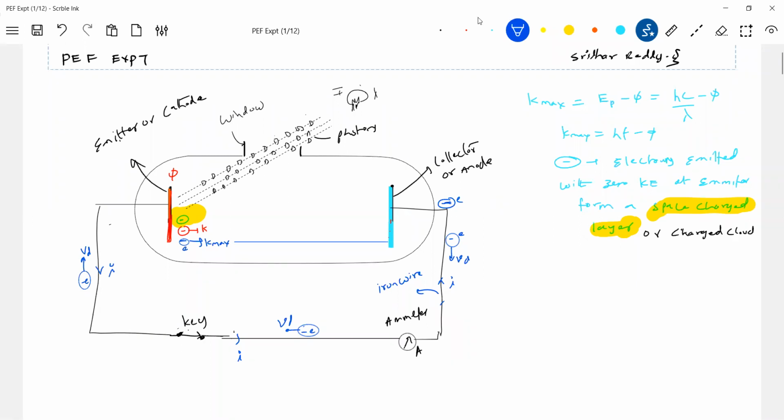Now what about, sir, will only those electrons with K max reach? No, those electrons which have non-zero kinetic energy will come and be collected by the collector, and all the photoelectrons inside the wire must move with the drift speed.